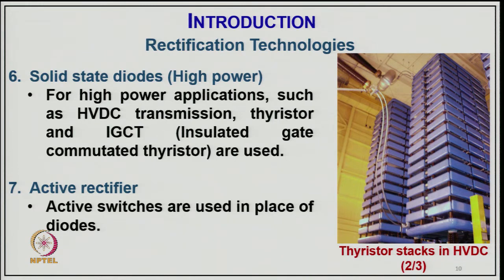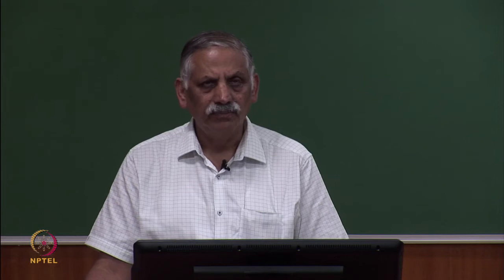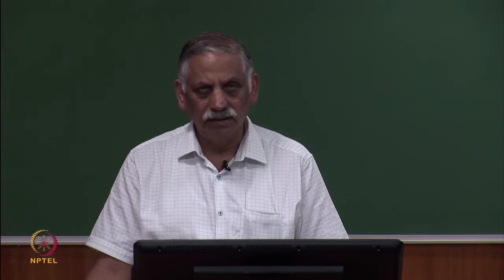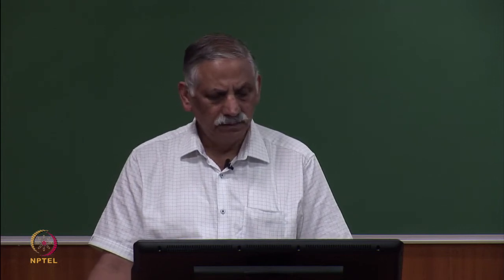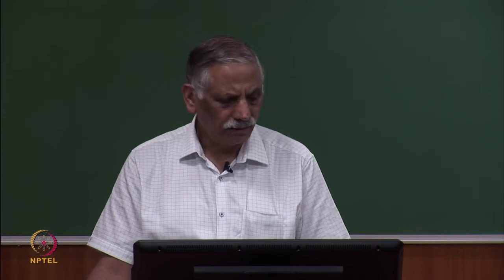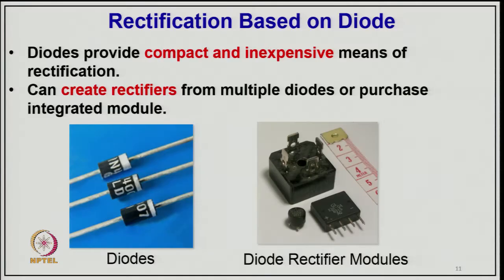We have many devices like IGBT with the proper configuration that we use for rectification, but of course, here we would like to introduce only the basic concept, typically the diode rectifier. The diodes provide a compact and inexpensive means of rectification, and you can create rectifiers from multiple diodes, or you can purchase integrated modules. You can see a diode of very low rating, up to 1 ampere, IN4001 we call it.